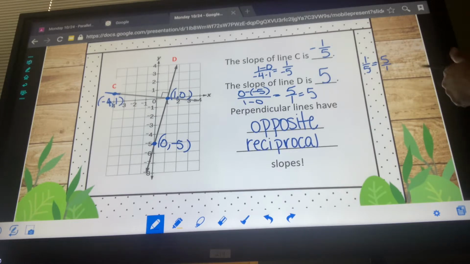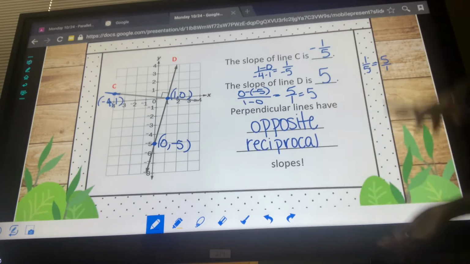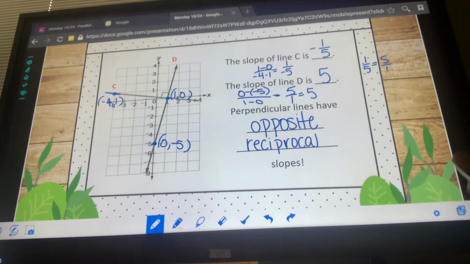Okay, so that means we're going to take the fraction and flip it. And then if it's positive, it will become negative. If it's negative, it will become positive. Okay, if it is a whole number, we're going to take a whole number and write it over 1. And then you will flip it.